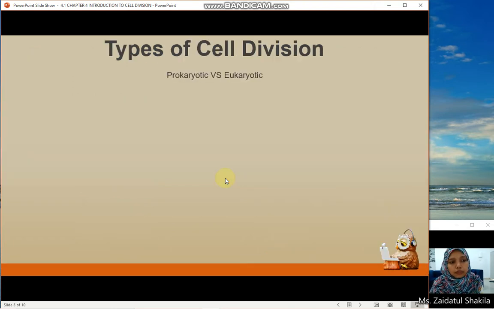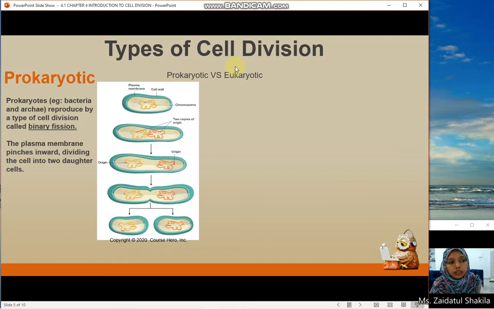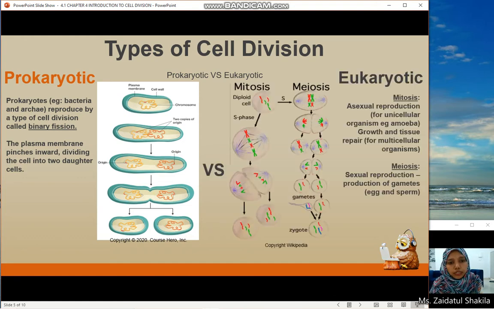There are different types of cell division between prokaryotic and eukaryotic cells. For prokaryotes, for example bacteria and archaea, they use cell division that we call binary fission. For example, in this diagram, one cell produces two genetically identical daughter cells. Cell division is more complicated for eukaryotic organisms because they have multiple chromosomes and multiple organelles. And eukaryotes use mitosis and meiosis depending on the type of organism they are.